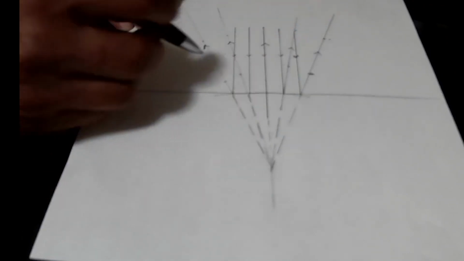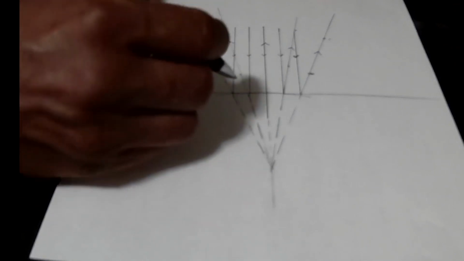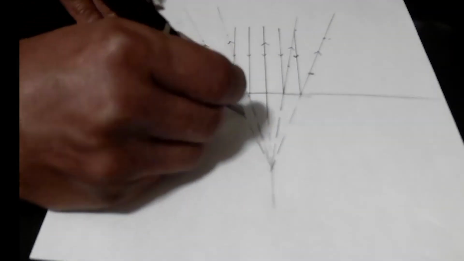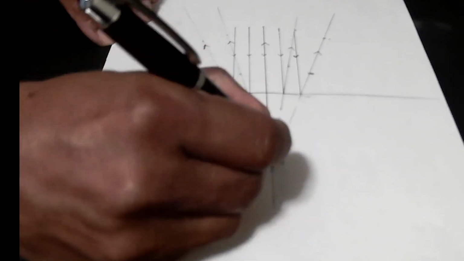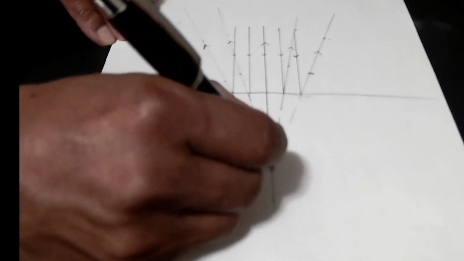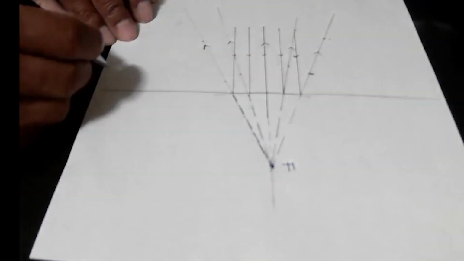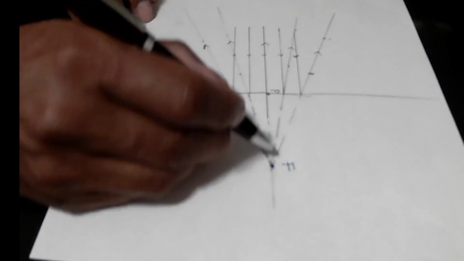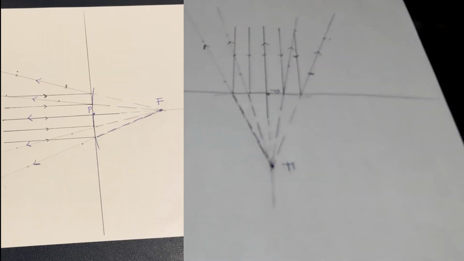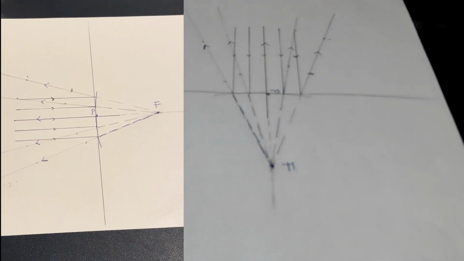So you see that the reflected rays are diverging, and if you extend these reflected rays back, as I have done, they all appear to be coming from this point, which is actually the principal focus. So this is the pole, and P to F is the focal length of the convex mirror. So that's how you do that.